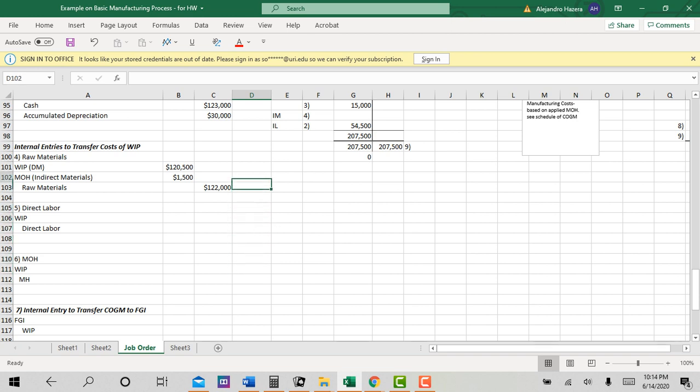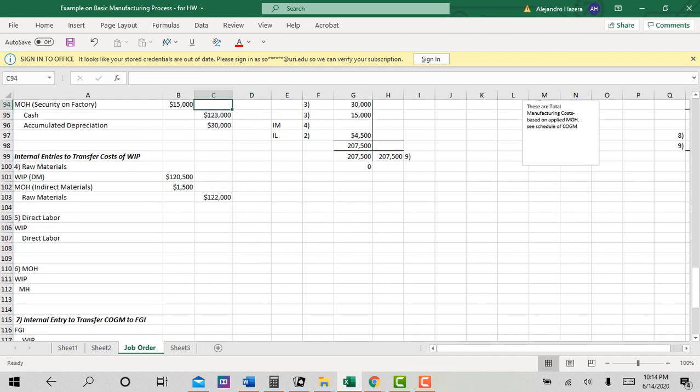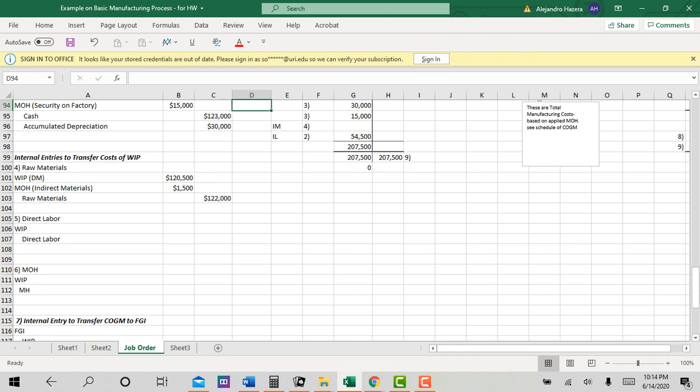And then finally, there's going to be a debit, and this is the final debit. There's going to be a debit to raw material manufacturing overhead for that 1,500 right there. So I got $209,000 in manufacturing overhead right there.